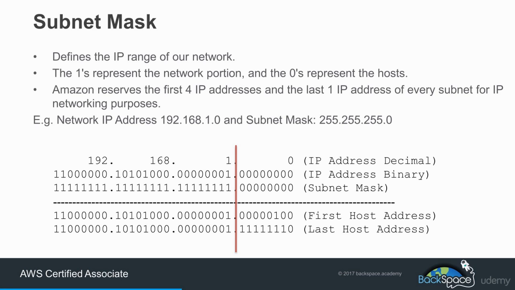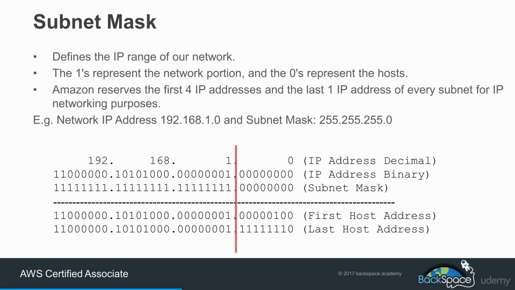Amazon reserves the first 4 IP addresses and the last IP address of every subnet for IP networking purposes. So you cannot use the first 4 IPs, that is, you cannot use 0, 1, 2 or 3, and you can't use the very last one, 255. Just an example here. If our network is 192.168.1.0, and we have a subnet mask of 255.255.255.0, if we look at that subnet mask, basically the first 3 bytes are ones, and the last byte is zeros.